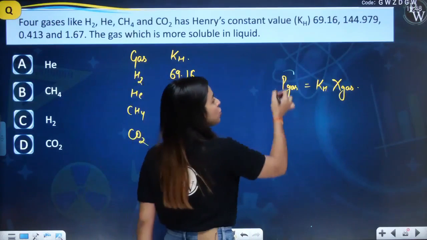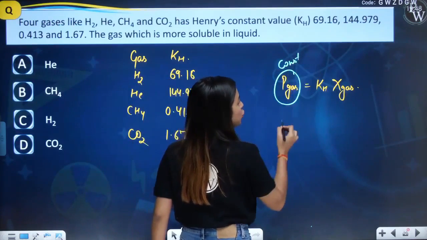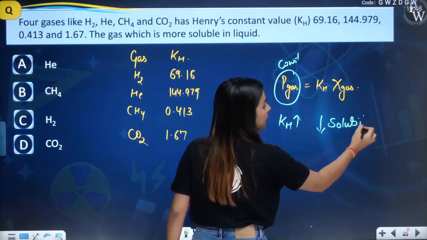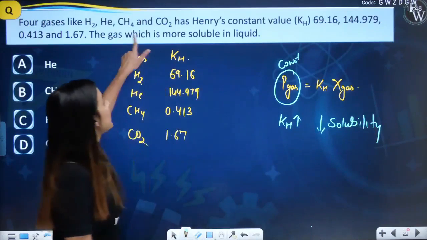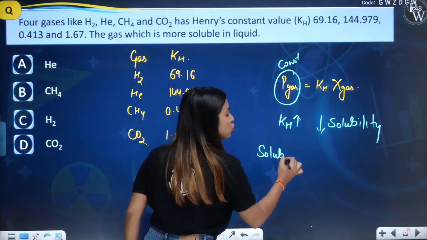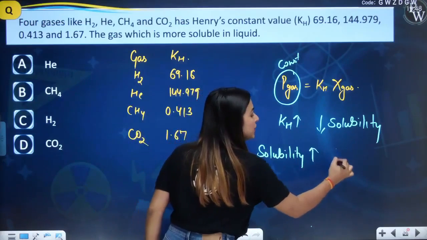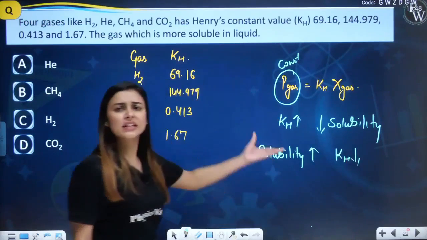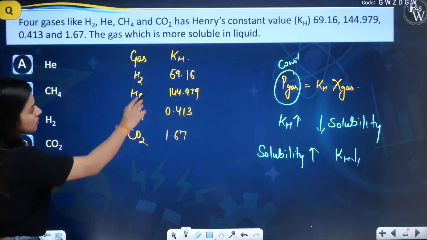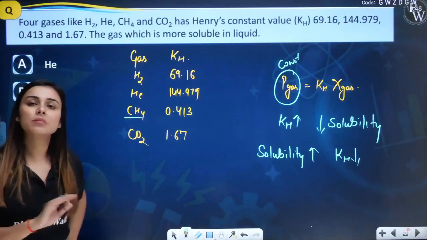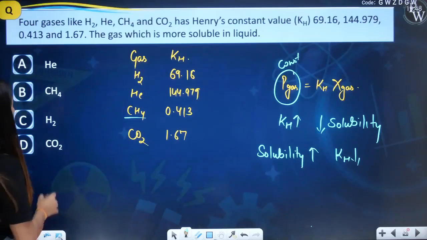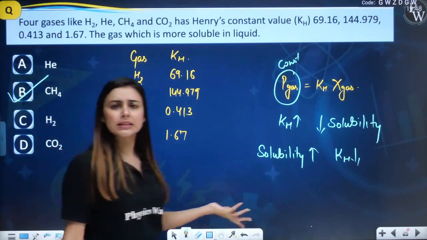Okay, now my dear students, you have to consider this as constant. So you can say that more the KH value, lesser will be the solubility. And you are asked the gas which is most soluble, so you need the maximum solubility. If you need the maximum solubility of gas, you need the minimum KH value. So just see which gas has the minimum KH value. CH4 has the minimum KH value. It will have the maximum solubility. So CH4, option B will be your correct answer.